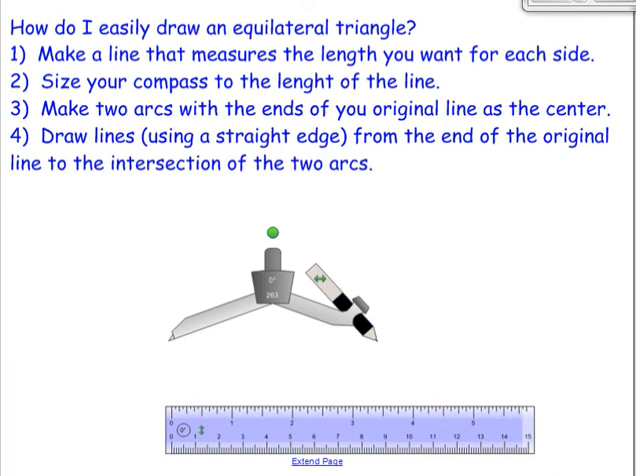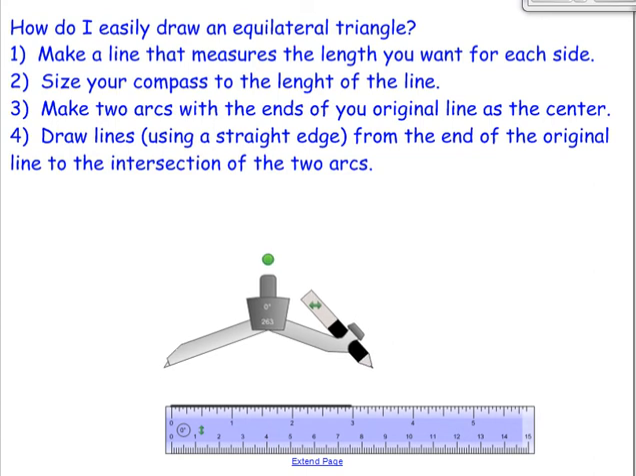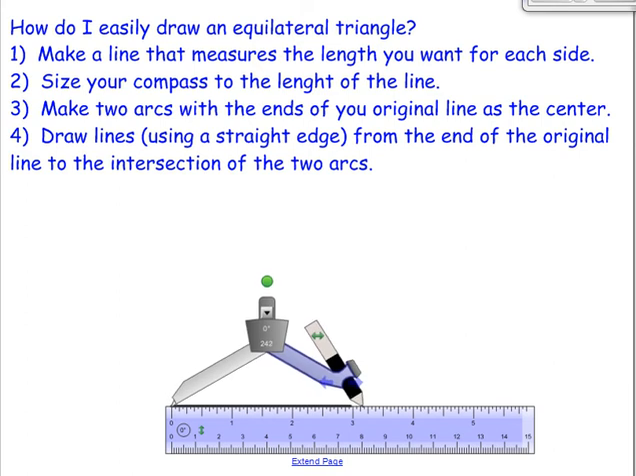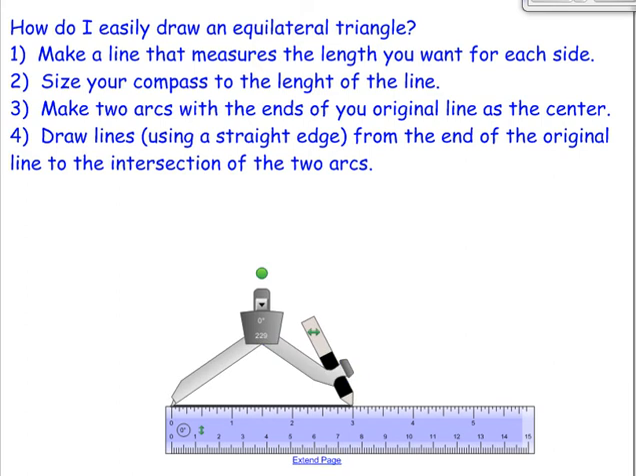So again, what I want to do here is I'm just going to take my ruler. I'm going to draw my base leg here. I'm going to make this 3 inches long. So there you go. I have a base, and I want all 3 sides to be 3 inches. Obviously, if this is going to be 3 inches and it's an equilateral triangle, then all the sides are going to be the same. So let's just go ahead and make that 3 inches right there.